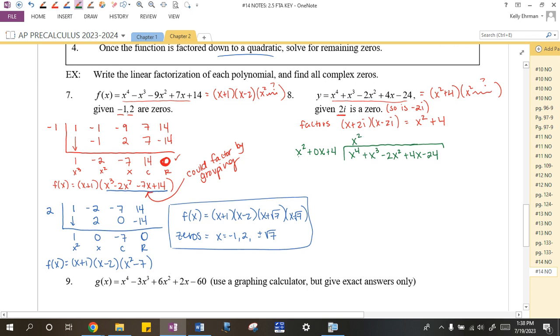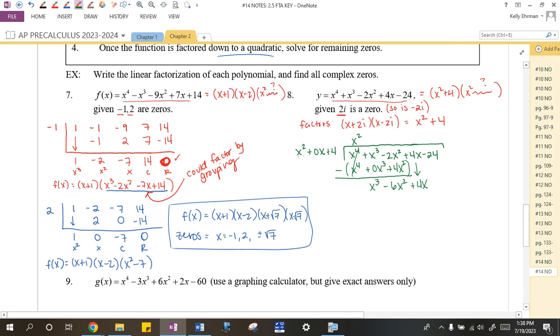And then you multiply x squared by x squared plus 0x plus 4. So that gives me x to the 4th plus 0x to the 3rd plus 4x squared. Subtract the whole thing. 1 minus 1 cancels out. 1 minus 0 is x to the 3rd. -2 minus 4 is -6x squared. Drop down the plus 4x, so you have 3 terms to line up.